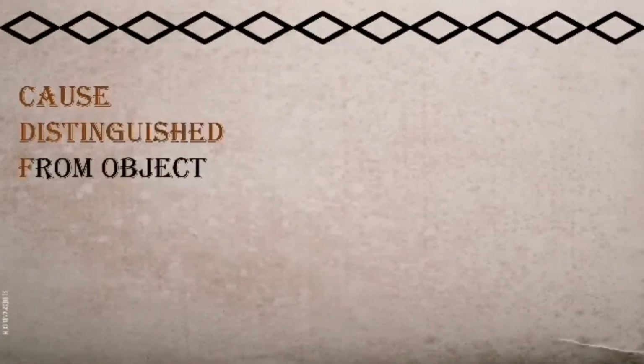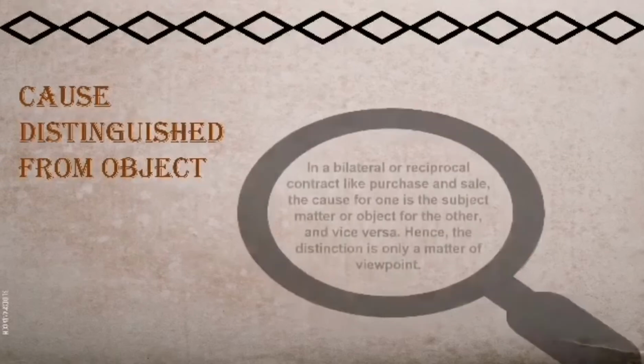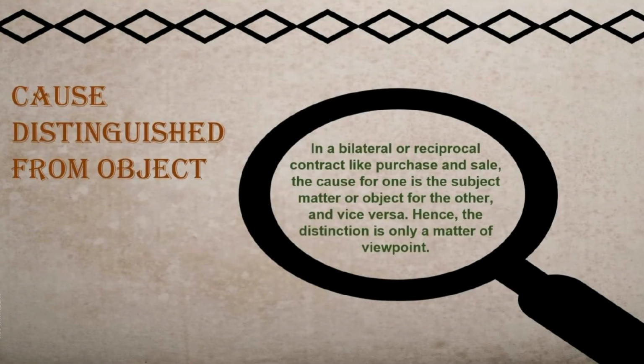So now, let's distinguish the cause from the object. In a bilateral or reciprocal contract like purchase and sale, the cause for one is the subject matter or object for the other, and vice versa. Hence, the distinction is only a matter of viewpoint.